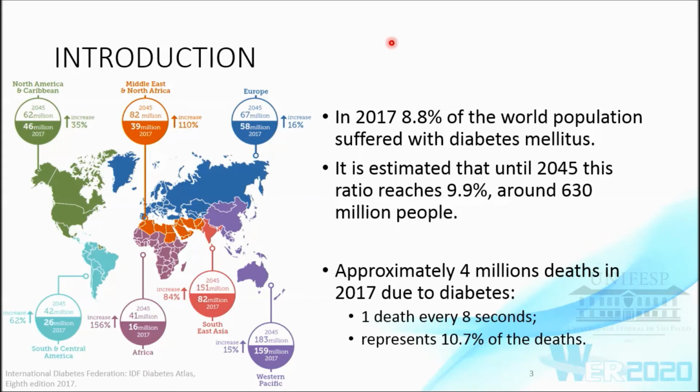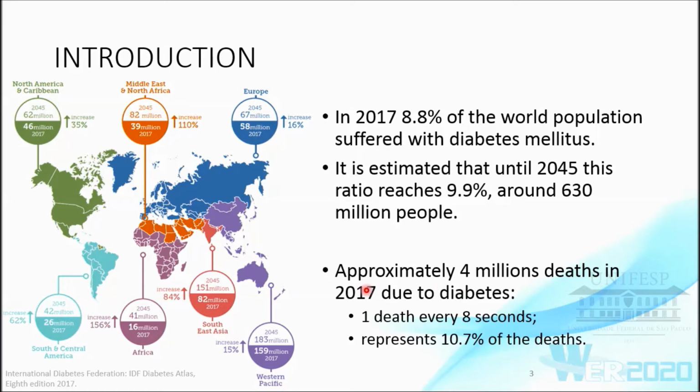According to the most recent study from the IDF, in 2017, 8.8% of the world population suffer with diabetes, and it is estimated that until 2045, this number reaches around 630 million people. On this image, we can see the scenario for diabetes in 2017 and the projection for 2045 for all continents. All of them show increase in the number of diabetics, especially the ones underdeveloped, like South America and Africa. And this puts diabetes as a major healthcare issue.